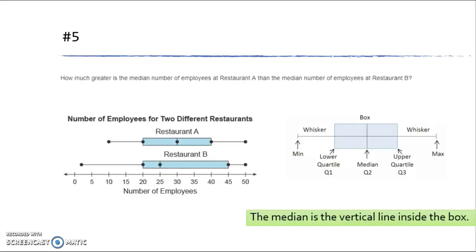Number 5 says, how much greater is the median number of employees at restaurant A than the median number of employees at restaurant B? So you are comparing the features of two different box and whisker plots. All of the question versions are asking you to compare the medians, and the median is the vertical line inside the box of your box and whisker plot. For restaurant A, the median looks like it's at 30, and the median for restaurant B looks like it's at 25. So you would use those values, 30 and 25, to figure out how much greater, or what is the difference, which we find by subtracting, between those two medians.